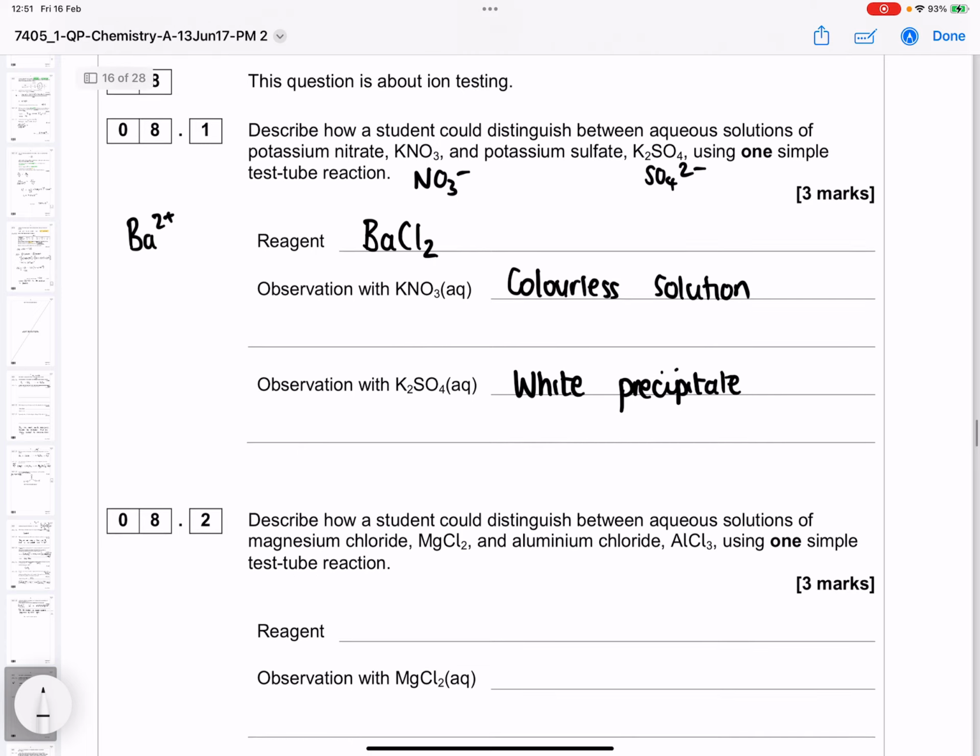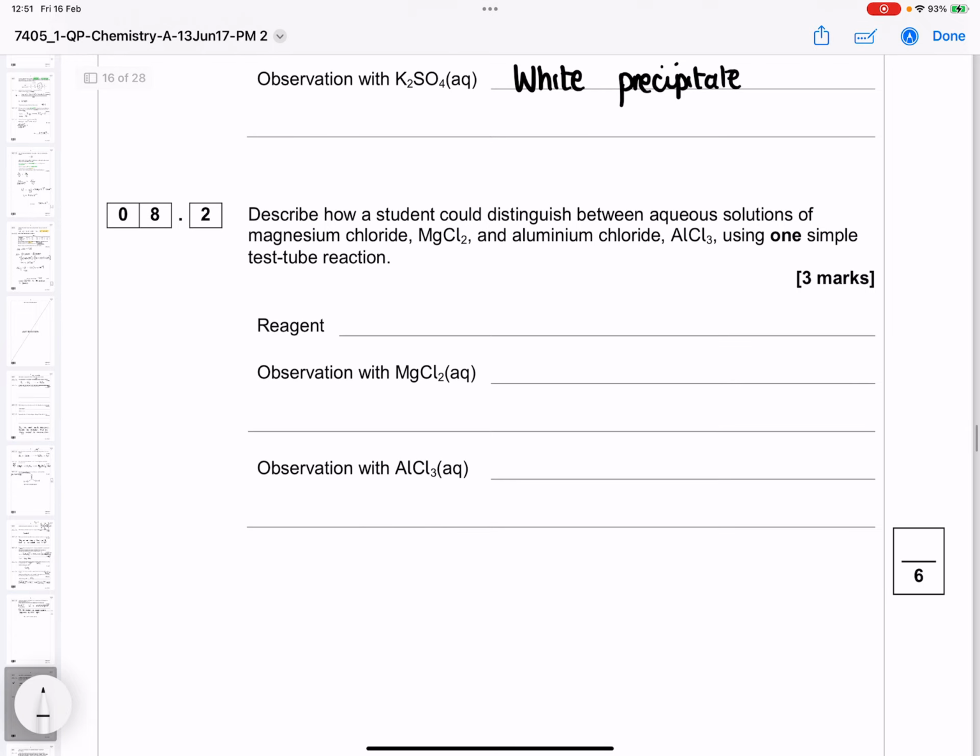Now, second part of the question, it says, how could a student distinguish between magnesium chloride and aluminium chloride? So this must be about the positive ions. Now, this is coming from a mixture of the A1 and the A2 required practicals. They both react with sodium hydroxide. That's going to be our reagent.